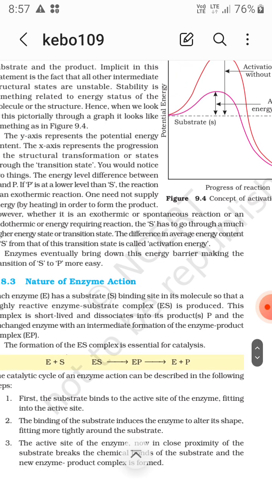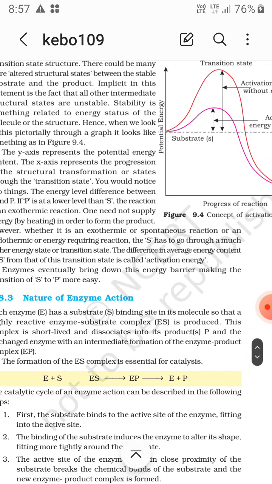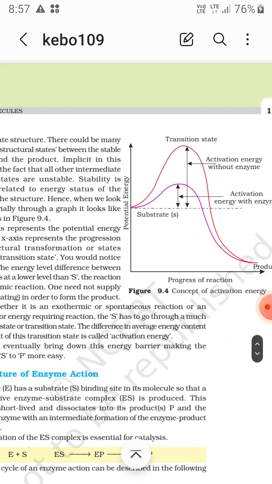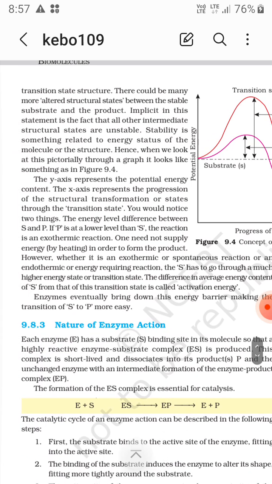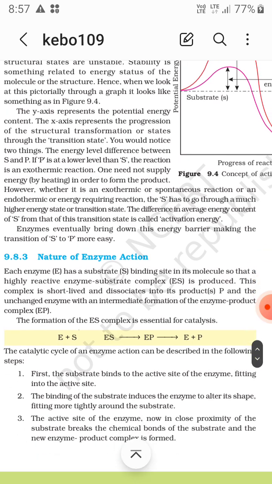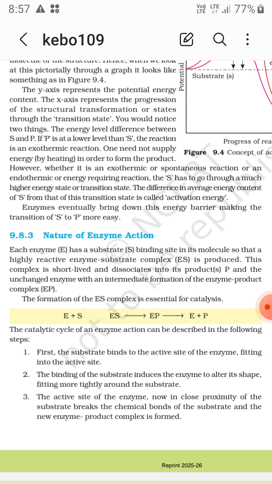The difference in average energy content of the substrate from that of this higher energy state, that is the transition state, is called the activation energy. Now enzymes eventually bring down this energy barrier, making the transition of substrate to product easier, right?